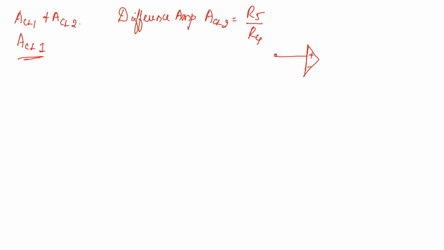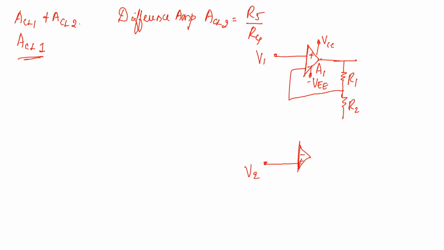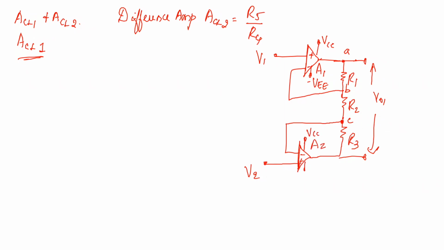So non-inverting terminal, right? I am applying V1, VCC minus VEE, and this is your output, R1, R2. So this will be acting as your first non-inverting amplifier, and then you have non-inverting with input given as V2, and you have your resistor R3, and inverting terminal will be applied across this node. So this will be your overall output. Let me take this as VO1, output of your first stage. Let me take the nodes here as A, B and C. In order to find out the gain of your amplifiers A1 and A2, here it's VCC minus VEE.